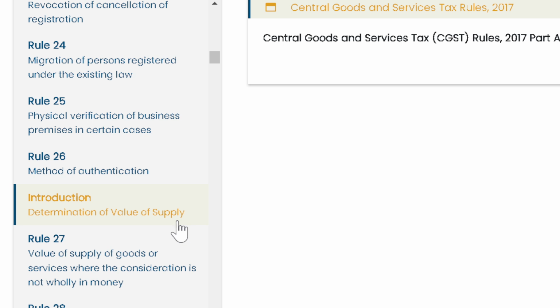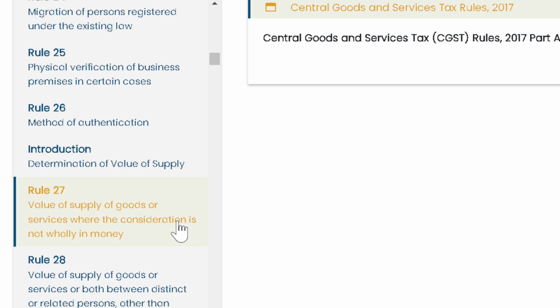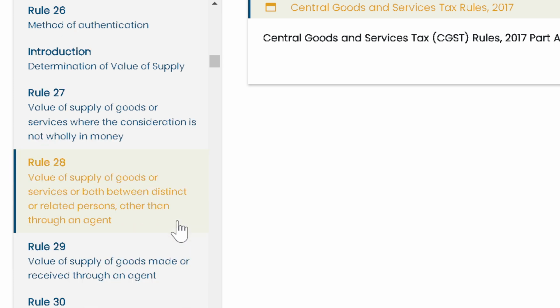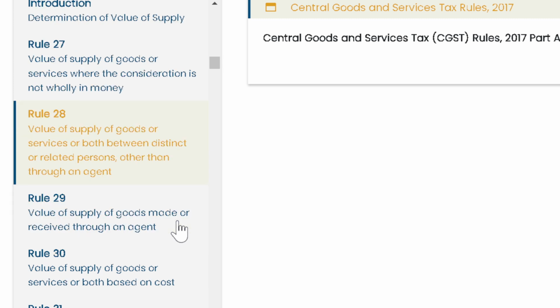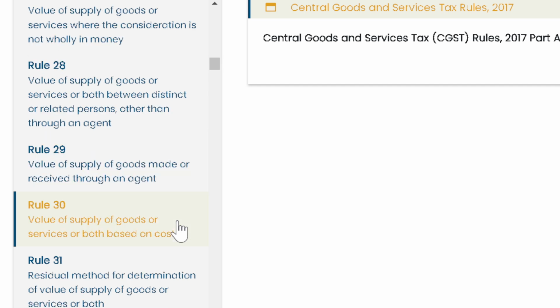Rule 27, which speaks about the value of supply of goods or services where the consideration is not wholly in money. Rule 28, the value of supply of goods or services or both between the distinct or related person other than through an agent. Rule 29, value of supply of goods made or received through an agent.